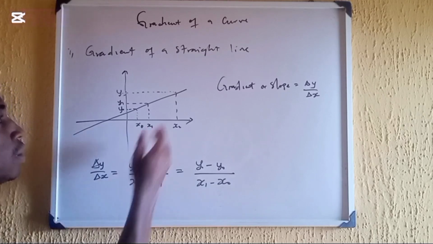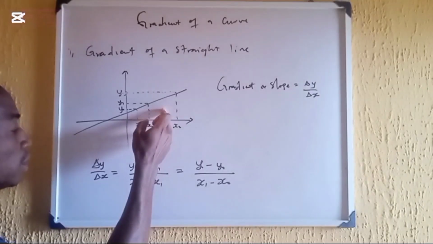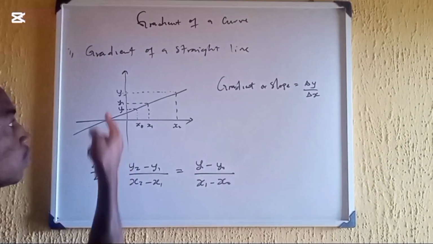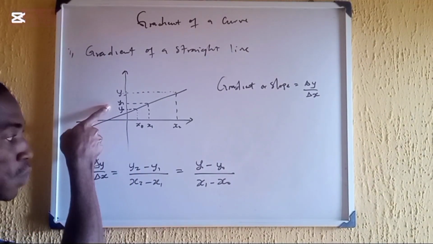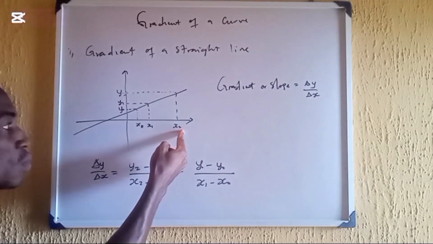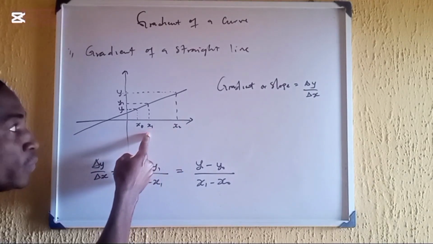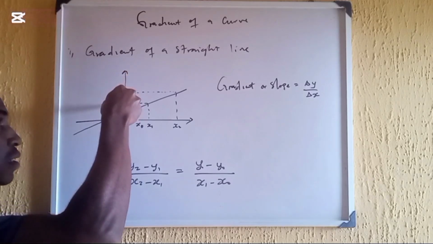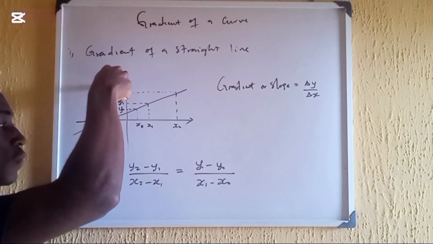So how do we calculate the slope of this line? We say the slope of the line is given as change in y over change in x, which is equal to y2 minus y1 over x2 minus x1. Take note, I used y2. That means I subtracted y1 from y2.